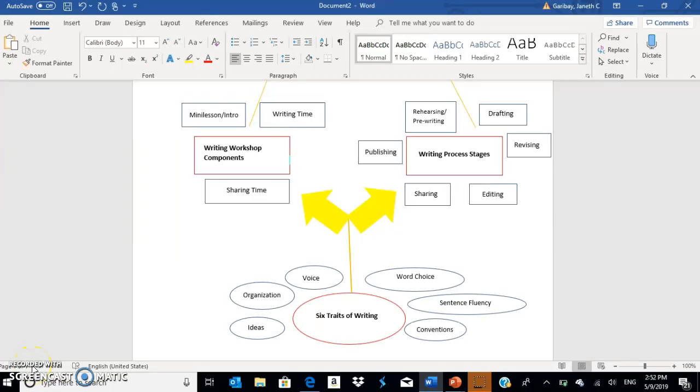So for my synthesis project, I made this graphic organizer, which I'm going to use to describe and explain how I synthesize the concepts for the semester. I'm actually going to start here at the bottom. I have the 6 traits of writing here because they're the foundation of writing.